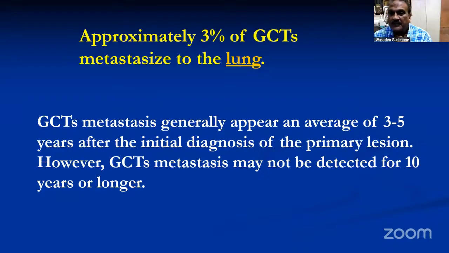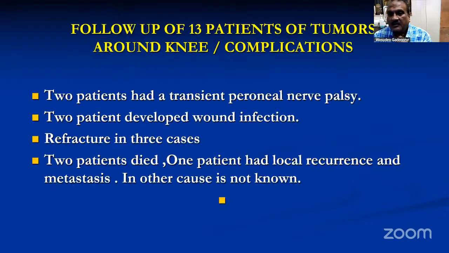So approximately 3% of the GCT metastasize to lung. GCT metastasis generally appear an average of 3 to 5 years after the initial diagnosis of the primary lesion. However, GCT metastasis may not be detected for 10 years or longer.